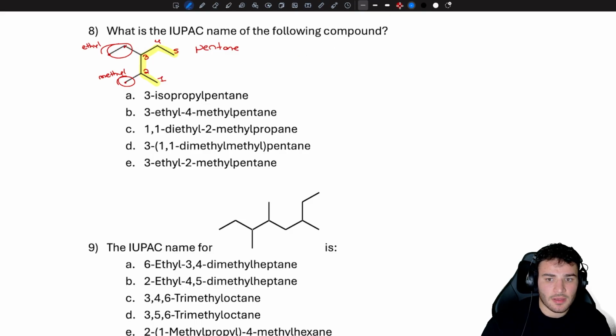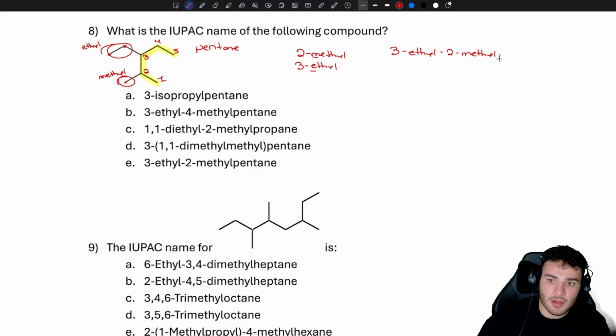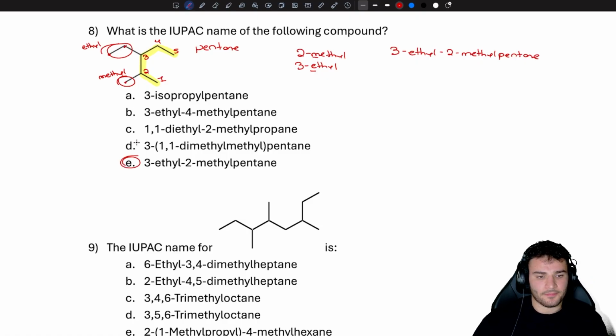And so we would name our substituents 2-methyl and 3-ethyl. And to organize our name, remember that we have to put them in alphabetical order, meaning that our substituents would be 3-ethyl, then 2-methyl, and then our parent chain name, pentane. And so our answer should be E, right?